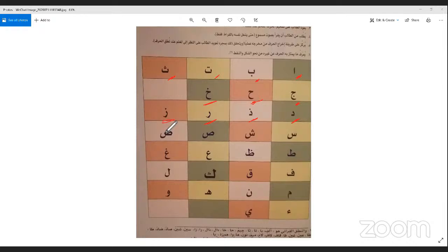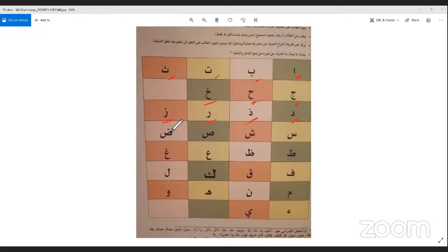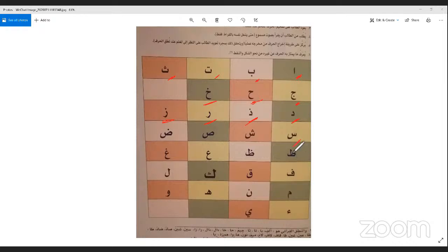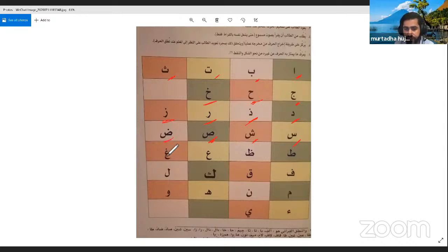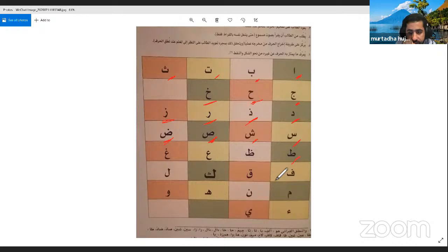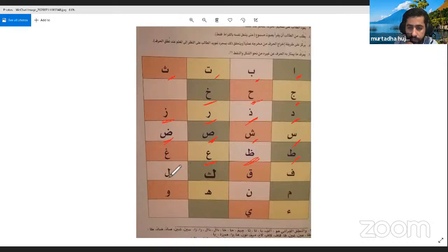Zai. No, this one is dal, no? So this one will be either Zai or Zain, like the company. Zain. Sin. Shin. Sad. Dad. Za. Ein.